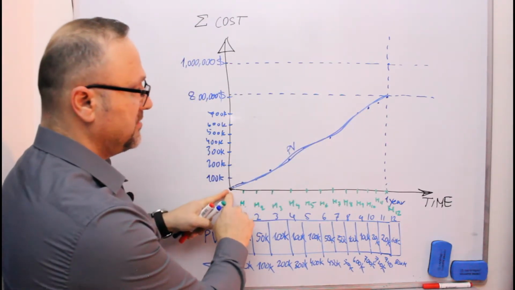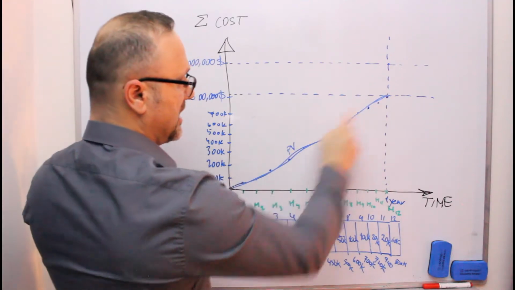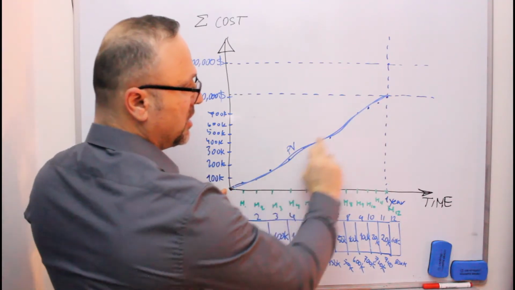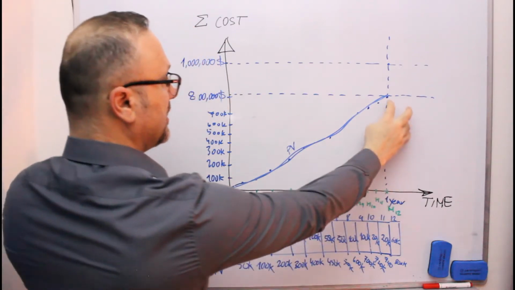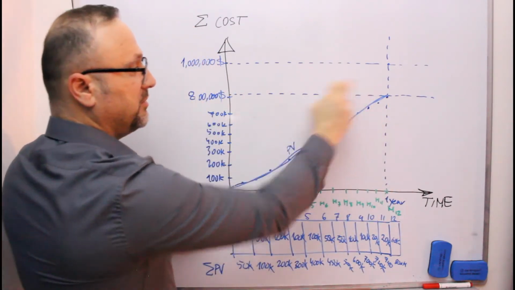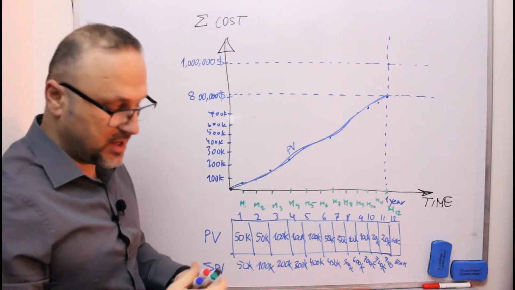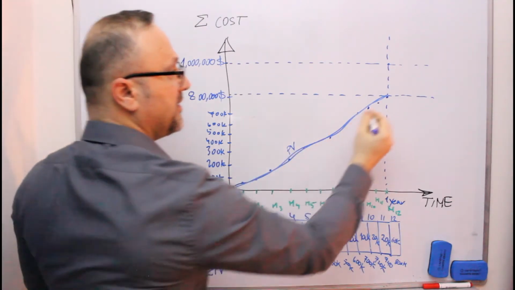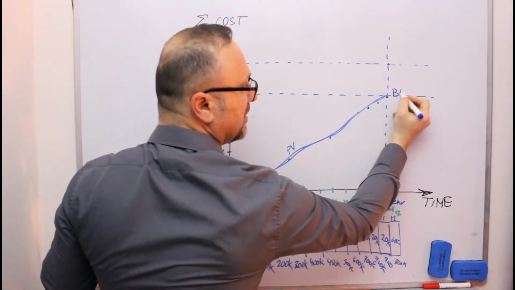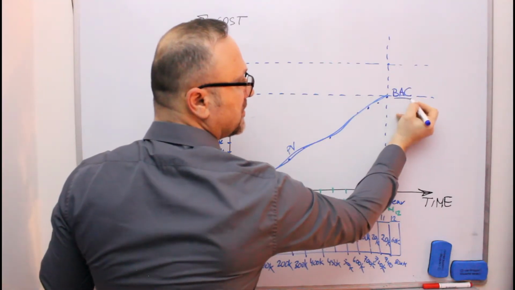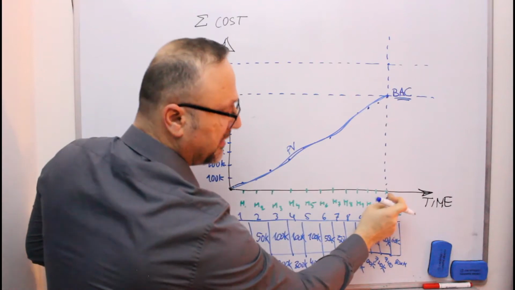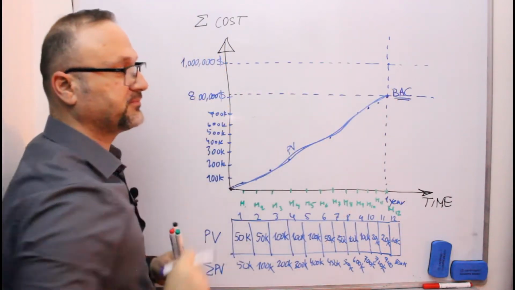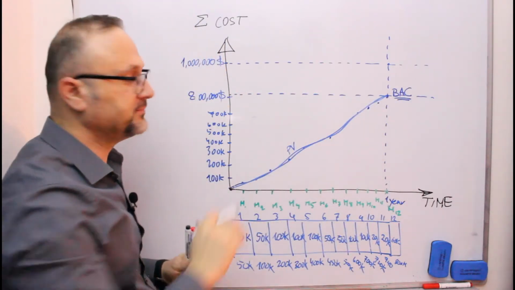So once you have the planned value, you are saying, I am estimating that my project will be behaving in this way. I will finish in 1 year and my cost will be 800,000. So this is the budget at completion. At completion, the budget. Okay?